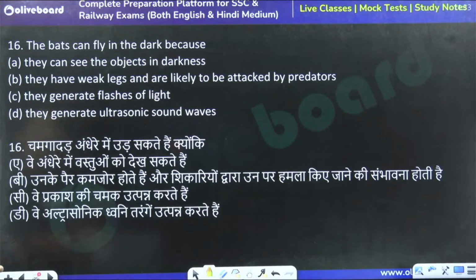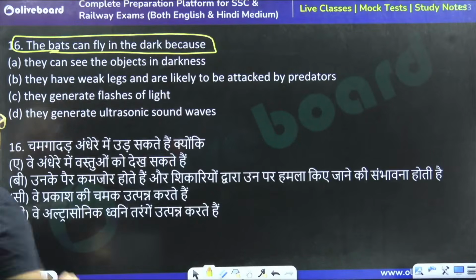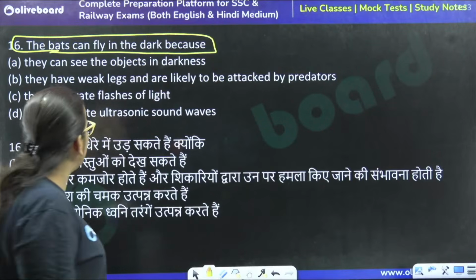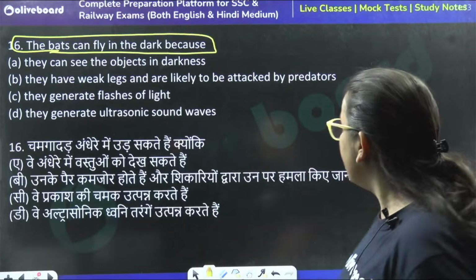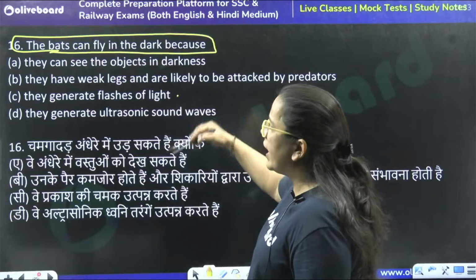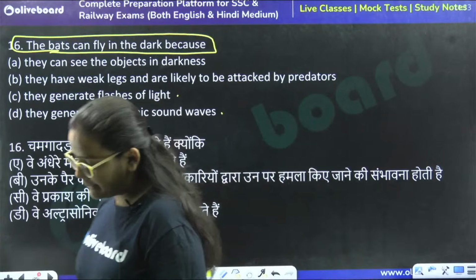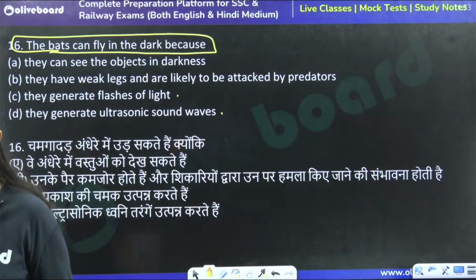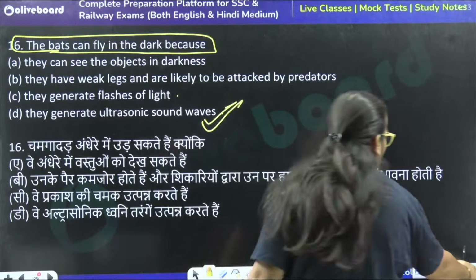Next, bats can fly in the dark because they can see objects in the darkness, they have weak legs and are likely to be attacked by a predator, they generate flashes of light, or they generate ultrasonic sound waves. The correct answer is they generate ultrasonic sound.